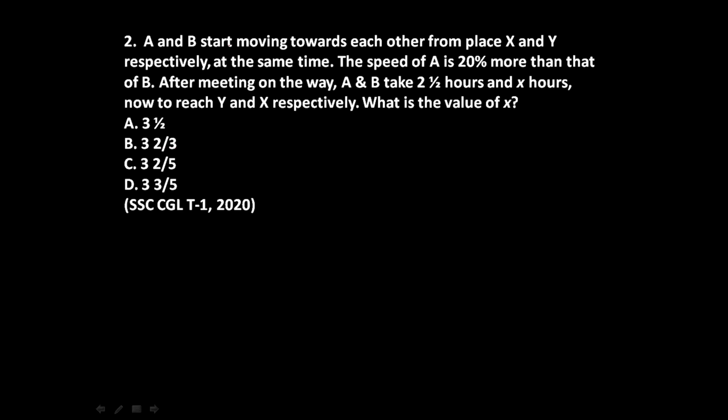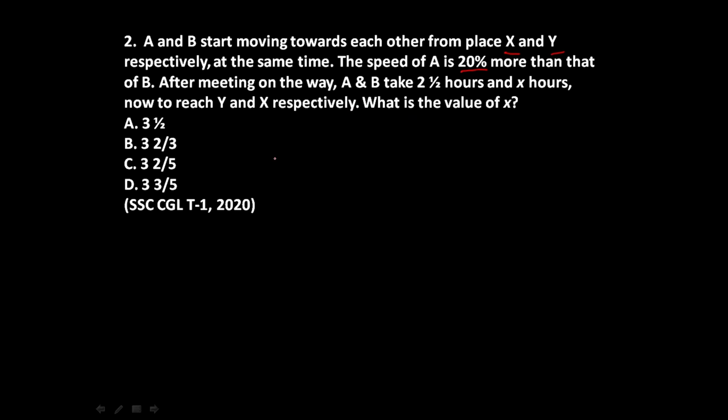Question says A and B start moving towards each other from place X and Y respectively at the same time. The speed of A is 20% more than that of B. After meeting on the way, A and B take 2.5 hours and X hours respectively to reach Y and X. What's the value of X? So how do we do this?